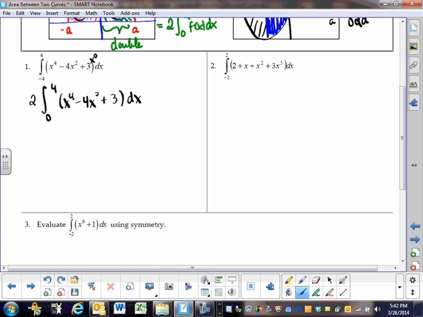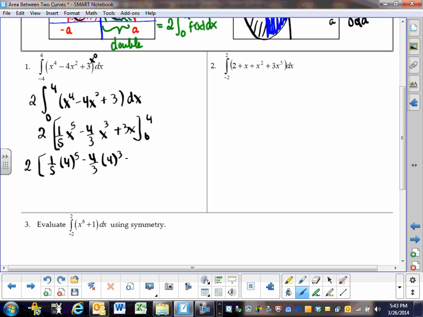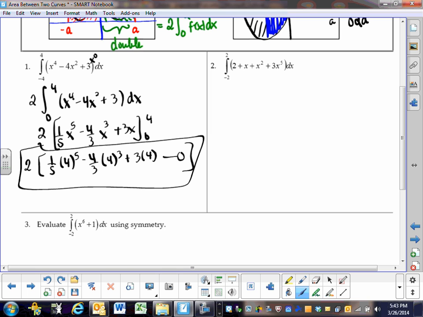The reason that I would want to do that is because it's so easy to substitute 0 into polynomials. I don't have to worry about whether a negative times a negative or a negative squared becomes positive or negative. So 1/5 x to the 5th minus 4/3 x cubed plus 3x gets doubled from 0 to 4 instead. So I have double of 1/5 of 4 to the 5th minus 4/3 of 4 cubed plus 3 times 4, minus 0. And I don't even have to enter it because this is a polynomial. These are all going to be 0. I don't even have to substitute in. This is my free response answer. Saves me a lot of time and effort.